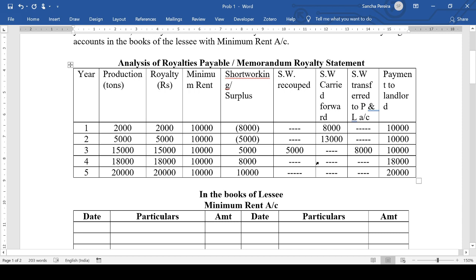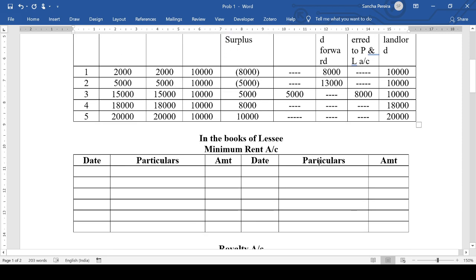Okay, now you need to know your journal entries. If you want, you can keep your journal entries at your side, to your phone or something like that, just to go back. Okay. Now we have to do year by year. Now there are two sets of entries: entries where the minimum rent is more than the actual royalty, and entries where the actual royalty is more than the minimum rent.